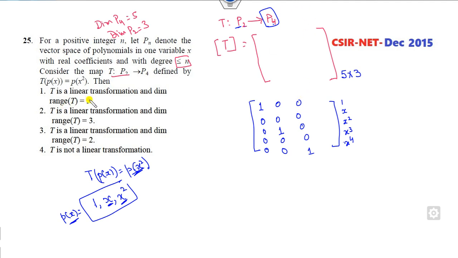Then saying it is not a linear transformation is wrong, because it is always a linear transformation. Now you have to find the range, which means you have to find the rank. Clearly, the two zeros are here. So the rank of the matrix is 3. So range is also 3, that is the right answer.